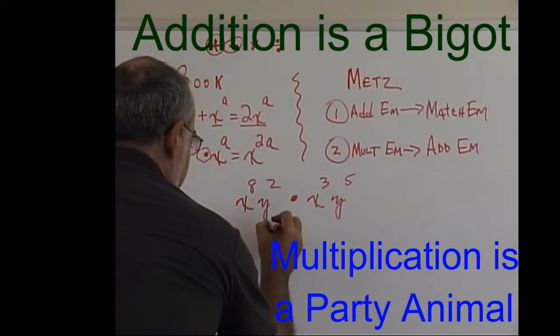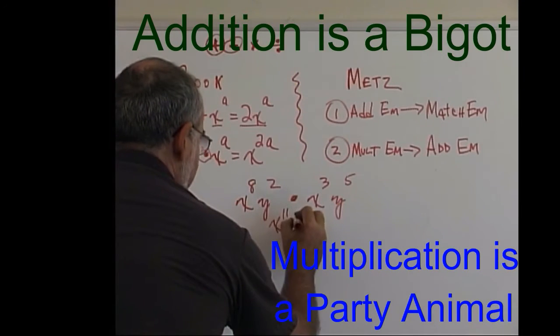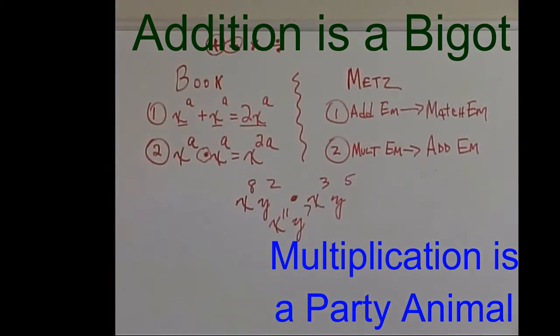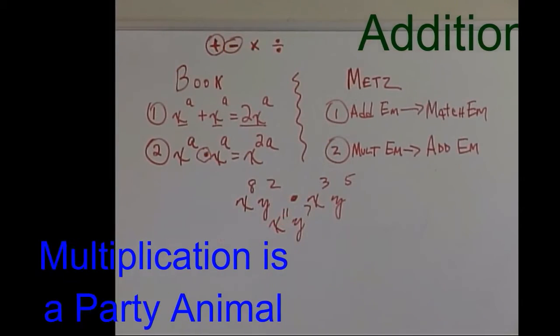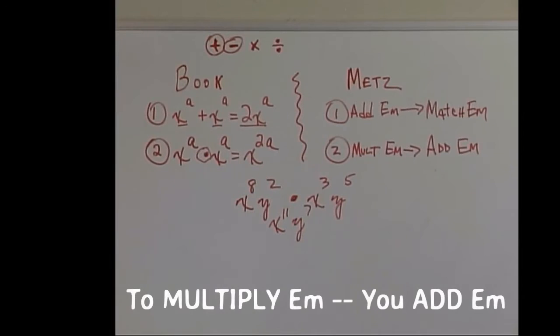Now, how do you do this? Well, to do it, let's look at the answer and then let's explain. So, look at the x to the 8 times the x to the 3rd. The x to the 8 times x to the 3rd gives me x to the 11. How come? Seems like it ought to be x to the 24.